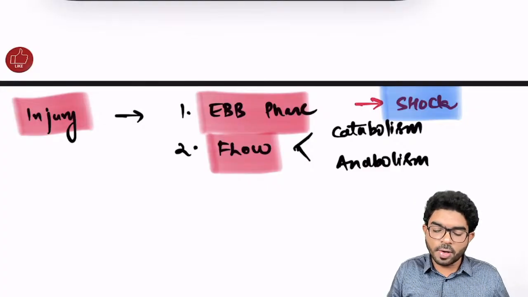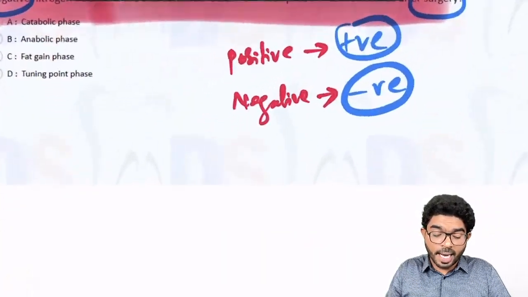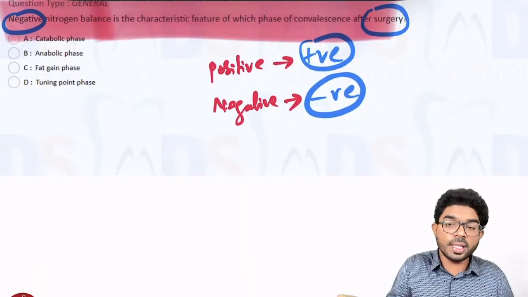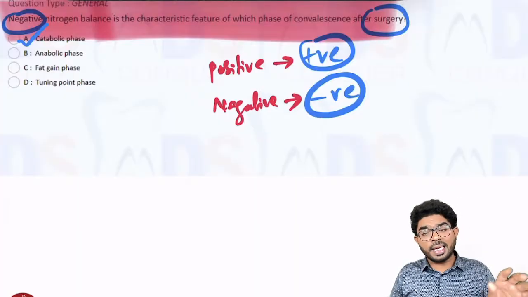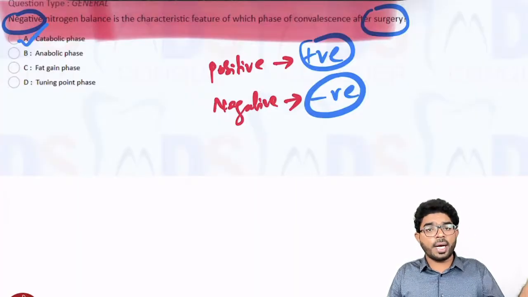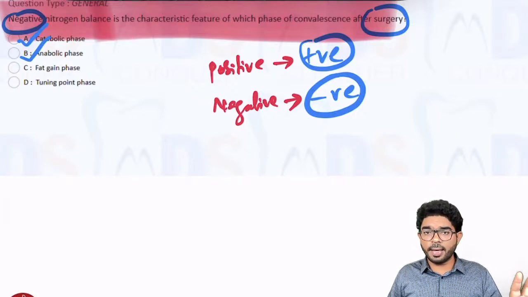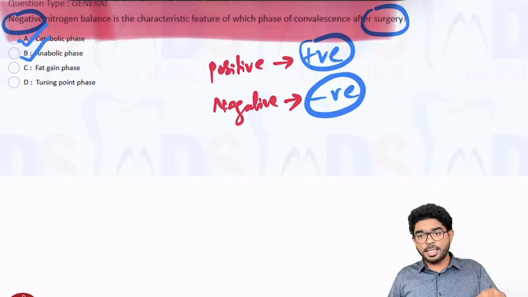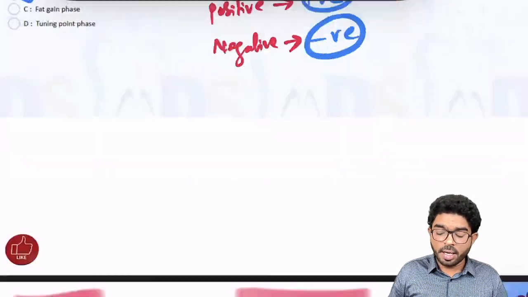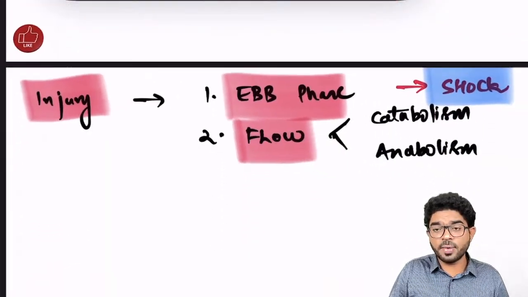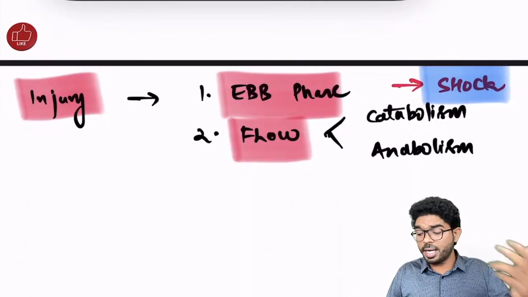Okay, so now the question is negative nitrogen balance. Negative nitrogen balance is during the initial phase. That is your catabolism. If they're asking about recovery from the surgery with a positive nitrogen balance, then your answer is anabolism. I hope you are very clear with this concept of nitrogen balance being linked to the phases of trauma, or phases during surgery, which is a general surgery concept which will be done in general surgery.